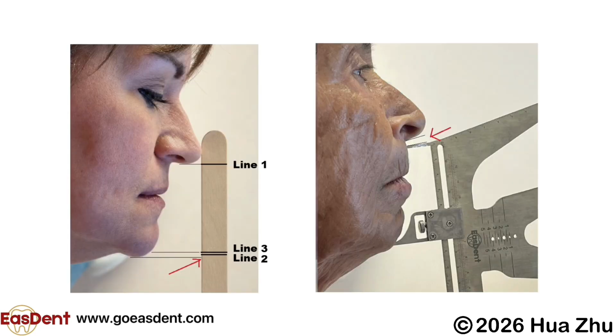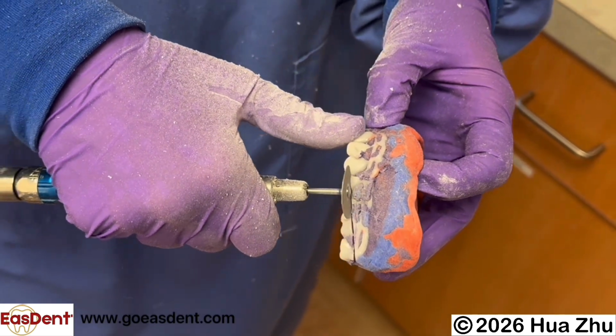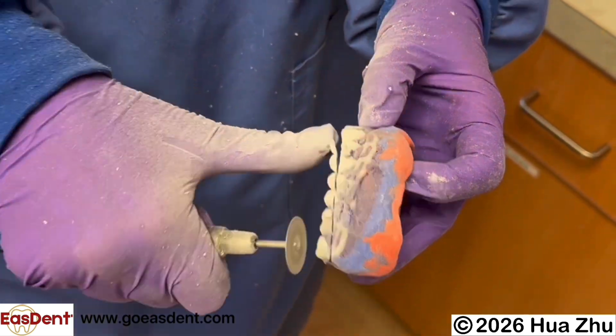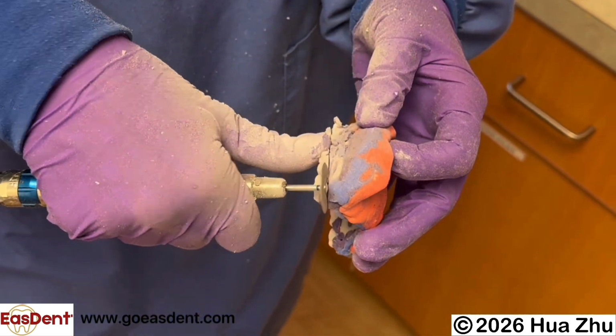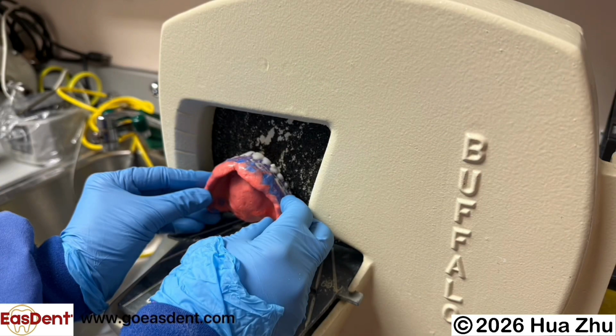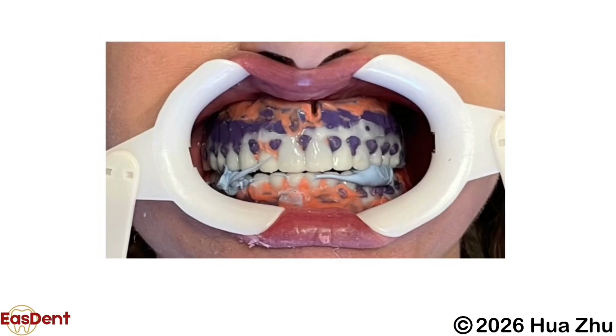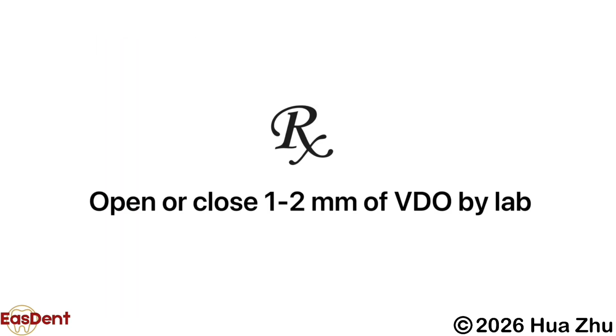If the current VDO is too large, you can trim the Easdent teeth shorter with a disc or model trimmer, then test the pronunciation, swallow, and VDR again. If you need to open the VDO a little bit, you can do so at the bite registration scanning time. You can also let the lab open or close 1 to 2 millimeters of VDO in your prescription.